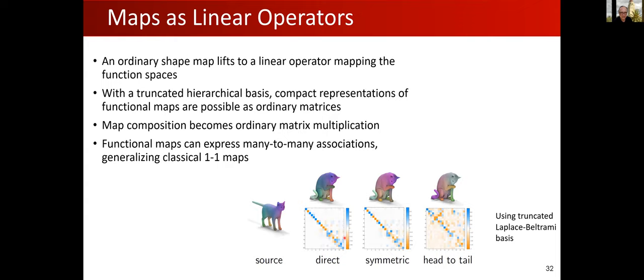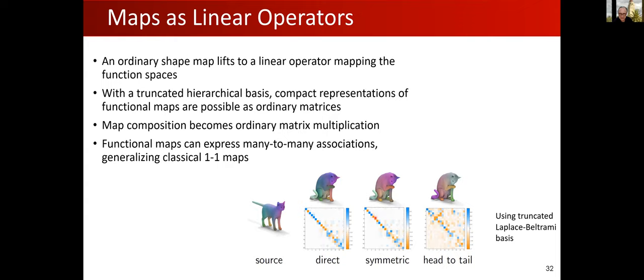And even more than that, natural mappings tend to be very sparse matrices. I show an example here where I'm mapping this cat to these other versions of the same cat, and the coloring tries to indicate what the map is. This is the identity map. And you would expect to get exactly a diagonal matrix. You don't, because of the truncation. And this is the identity map, but with a symmetry, exchanging left and right. And again, this is essentially a perfect map, the same as this.